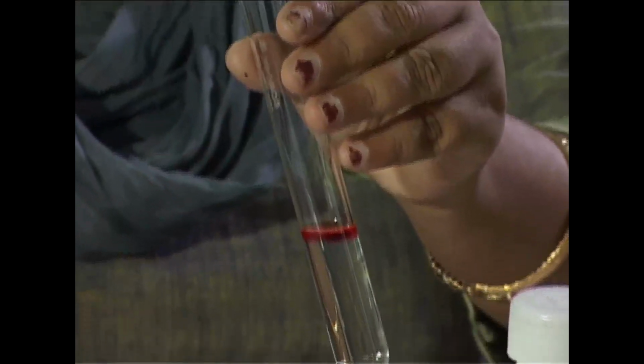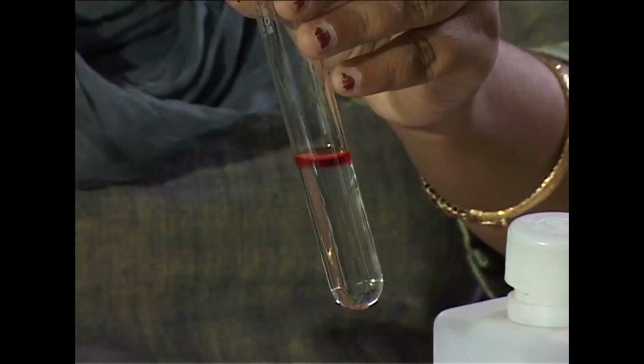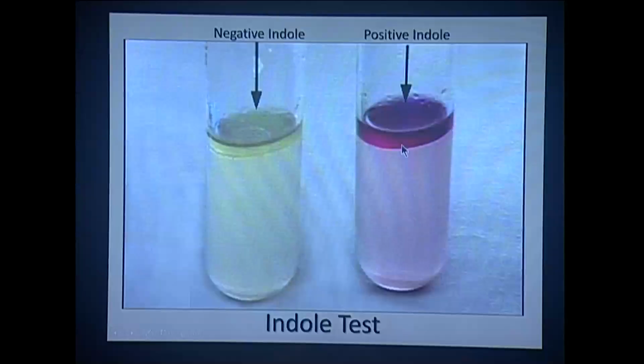So Kovac's reagent contains para-dimethylaminobenzaldehyde. And when we are adding this Kovac's reagent, we will shake it and we will let it stand for 5 to 10 minutes. Then you can follow the presence of the red ring in between the ether and the medium. So that will indicate the positive test for the indole.